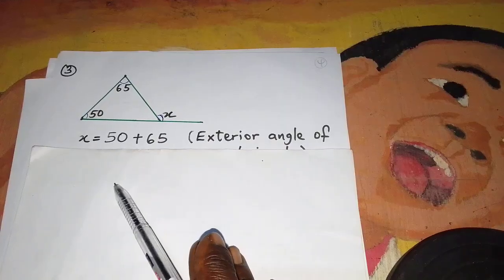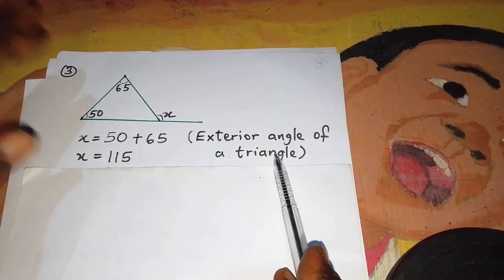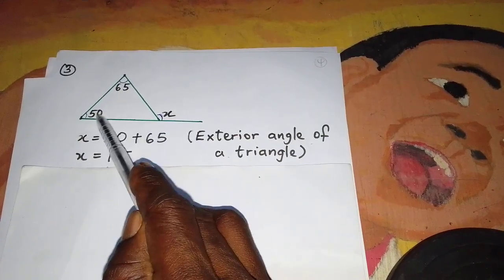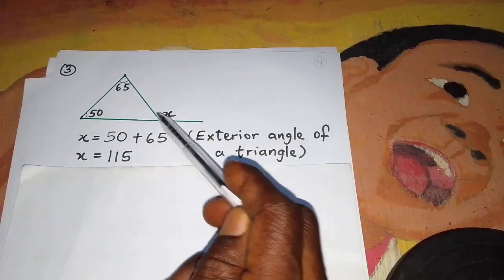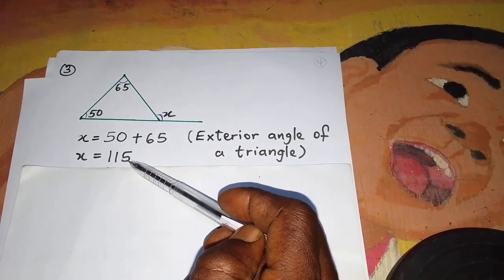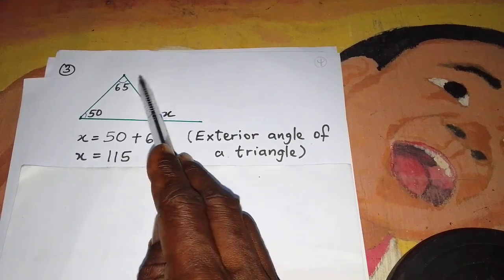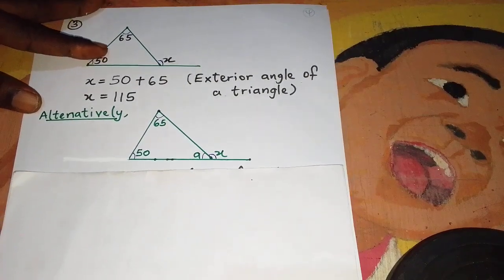So you must give the reason why: exterior angle of a triangle. So this is an exterior angle to this triangle. That means if you add these two angles, 50 plus 65, it will give us x. So 115 degrees. If you don't want to solve it this way, you can go with another method.